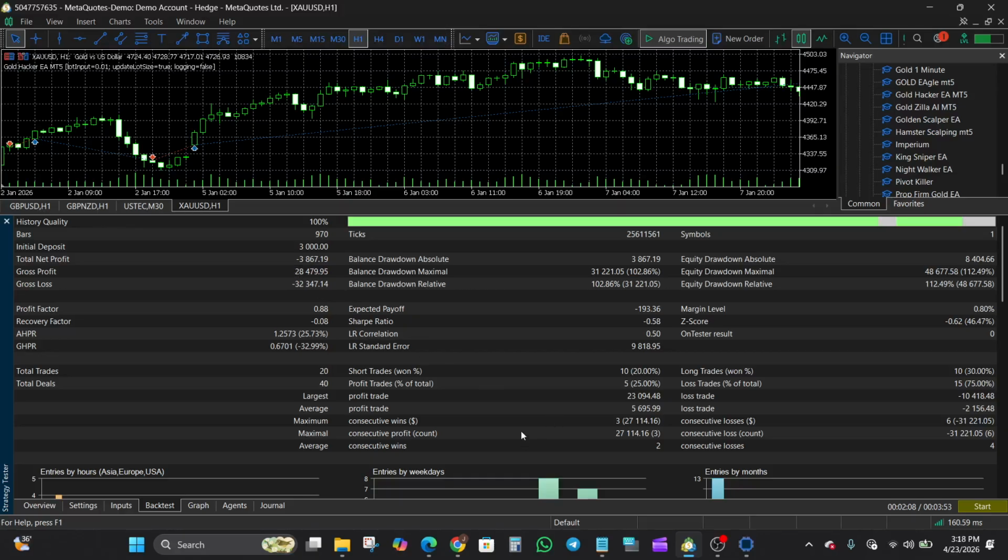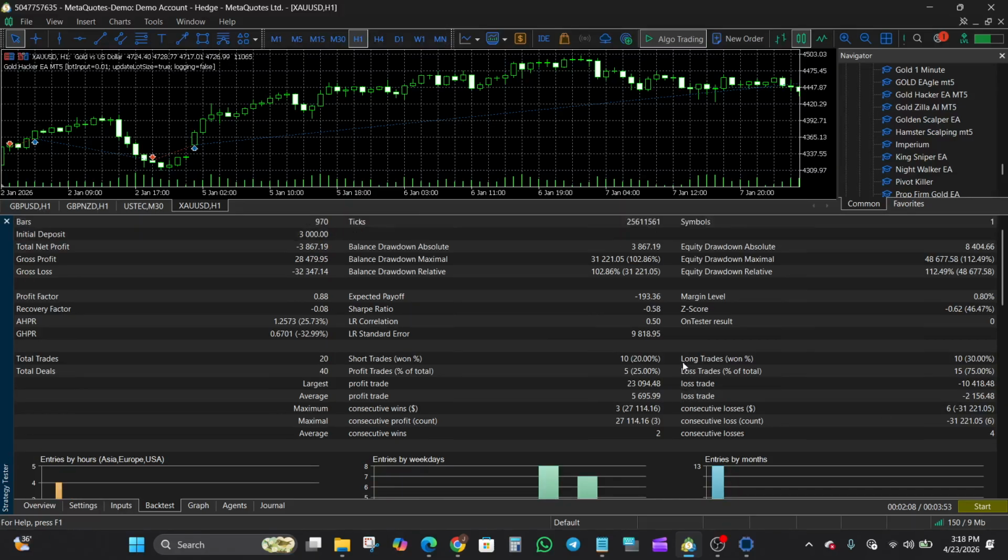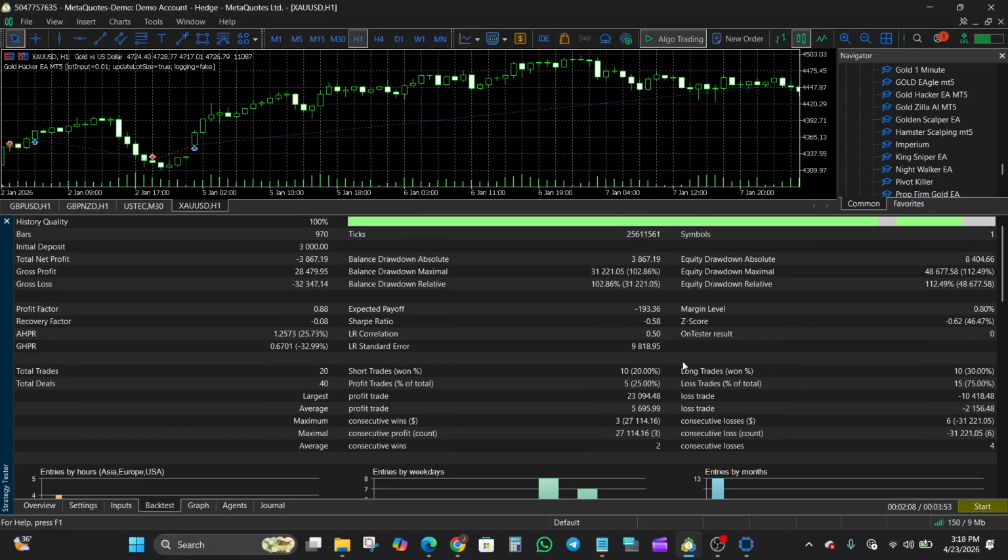Now, remember that these are historical backtest results, so they give us an idea of how the EA has performed under these conditions. But it is important to understand that these results are not guaranteed. Performance will vary depending on risk settings, lot size, account size, broker execution, and overall market conditions. Also, because this EA uses a recovery based approach, it's especially important to test and optimize it carefully and understand the drawdown behavior before using it on a live account.